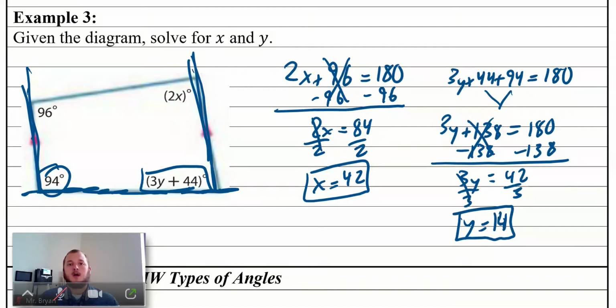Okay? So, like I said, all you're doing on these kinds of problems is you're just trying to identify what kind of angles I'm looking at using those names. And then number 2, how do I set up my equation? Are they congruent or are they supplementary? And then just rock it out from there, okay?